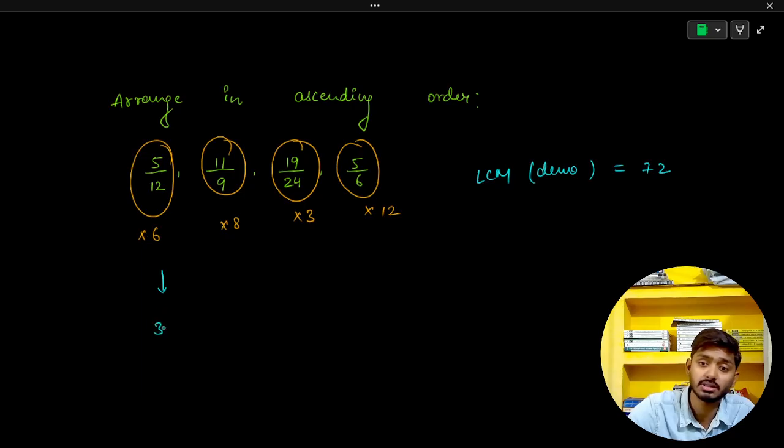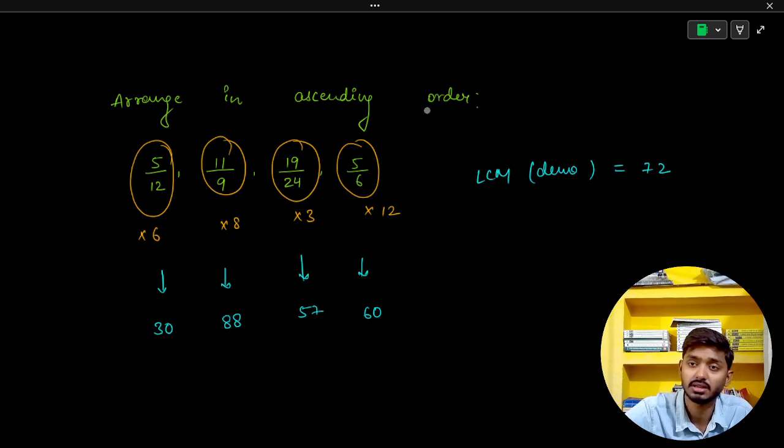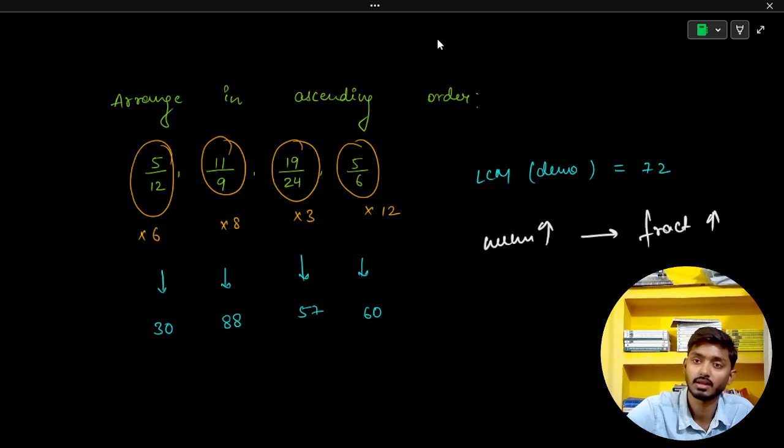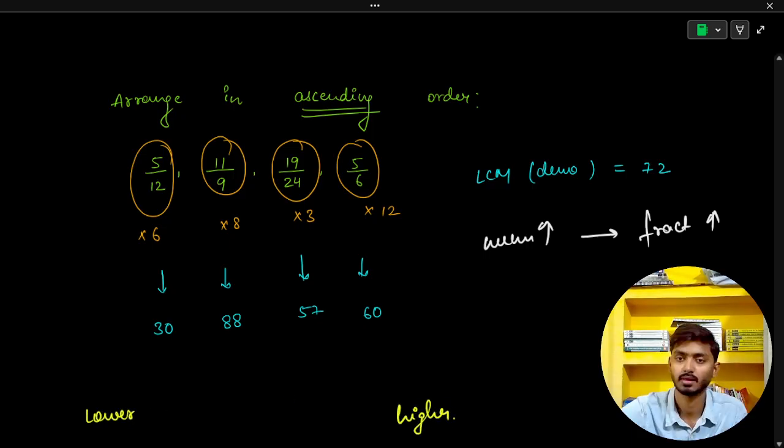5 times 6 would be 30. 11 times 8 would be 88. 19 times 3 is 57. And 5 times 12 is 60. We actually have learned that greater the numerator, higher the fraction would be. So since we are supposed to arrange them in ascending order, we are supposed to find the fractions from lower to higher.